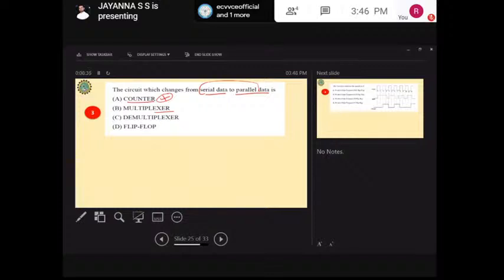Here, the multiplexer is going to convert parallel data into serial data. It has a number of inputs; it is a 4:1 multiplexer, with 4 inputs and 1 output. If you consider a demultiplexer, it has 1 input. It is the inverse of the multiplexer, 1:4, so it will have 4 outputs. So it is going to convert serial data into parallel data.